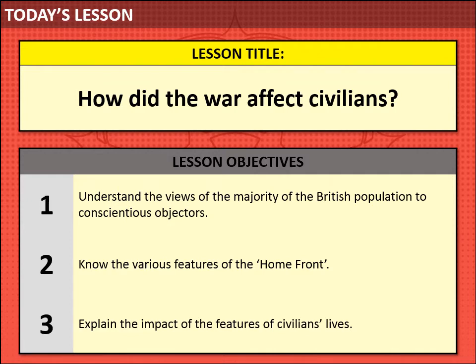So just to highlight to you again, our lesson title for today is How Did the War Affect Civilians? And our lesson objectives, what we want to achieve by the end of today's lesson, are to first of all understand the views of the majority of the British population to conscientious objectors, know the various features of the home front, and also explain the impact of the features on civilians' lives.